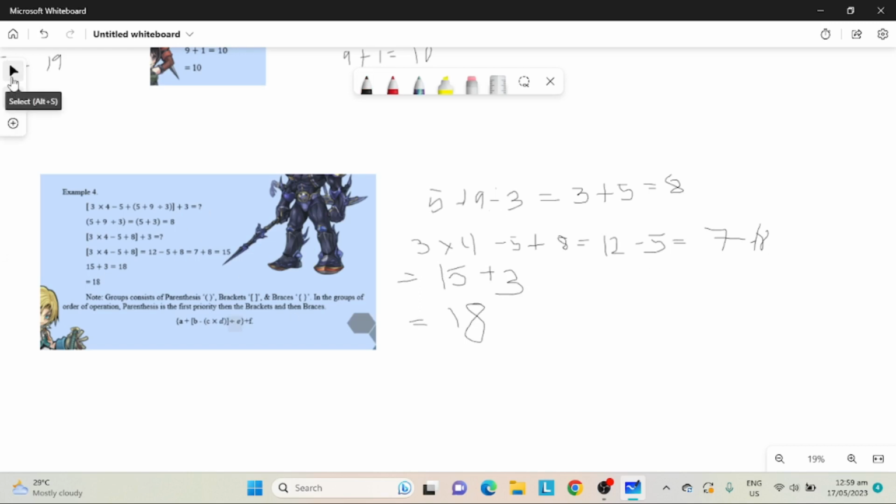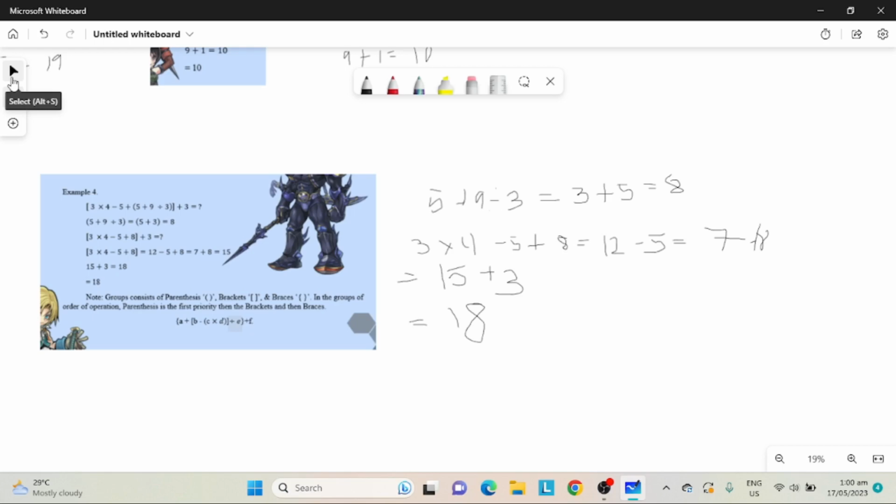So first things first, in groups you need to do parentheses first, then brackets, and then braces. And here in example number 4, we have the brackets and the parentheses. So first, we will need to do the parentheses, which is 5 plus 9 divided by 3. We have the division first, and 9 divided by 3 is equal to 3. Then 5 plus 3 is equal to 8.